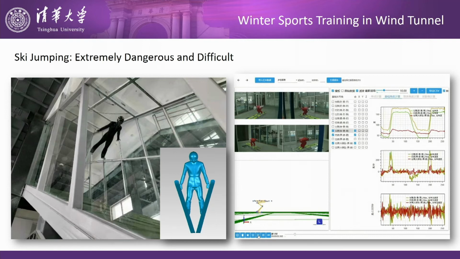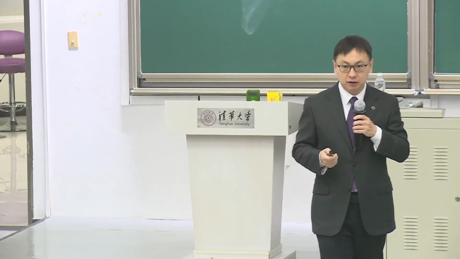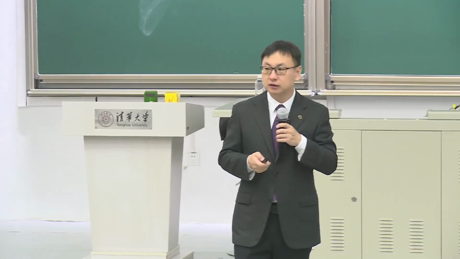What do we do? We have this special wind tunnel. We have this AI posture recognition synced with a force balance. So we can train the athlete in the wind tunnel how to jump, in which direction. And we can train them to get familiar with air. They can control their body in the air, and they do not have to think anymore.